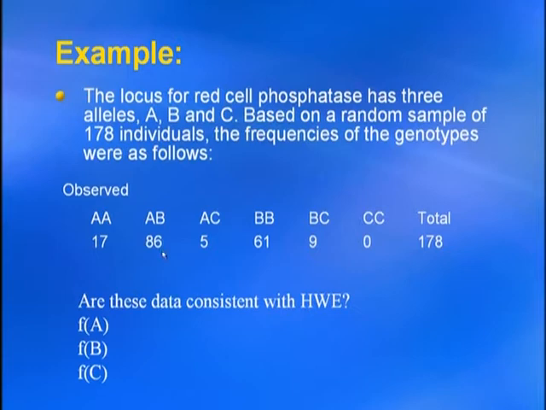And you can see, for example, this C allele must be quite rare because out of this sample of 178 individuals, we do not observe anybody with the CC genotype. Okay? So how do we determine whether or not these markers are consistent with Hardy-Weinberg equilibrium, these alleles?